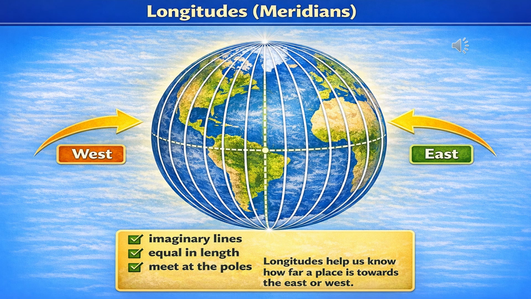In this picture, you can see many lines running from the North Pole to the South Pole. These lines are called longitudes or meridians. All longitudes are imaginary lines.